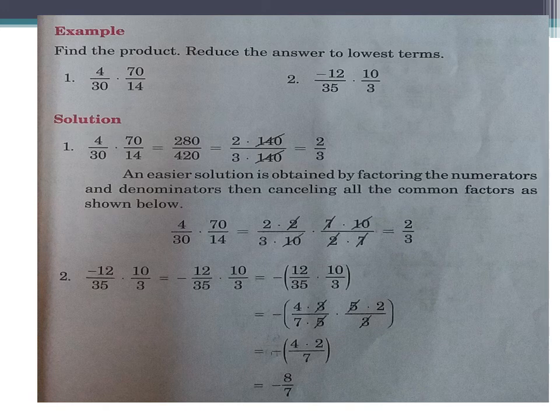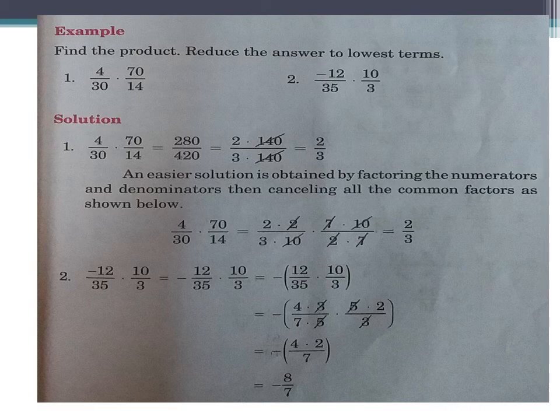An easier solution is obtained by factoring the numerators and denominators, then cancelling all the common factors as shown below. So 4 over 30 times 70 over 14. The factor of 4 is 2 times 2. The factor of 30 is 3 times 10. Then the factor of 70 is 7 times 10. The factor of 14 is 2 times 7. Now, cancel out 2, cancel out 10, as well as 7. So, the remaining number is 2 over 3.